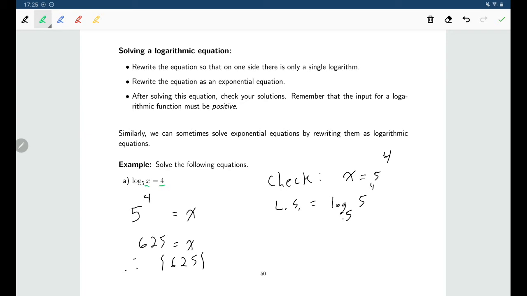And of course, log base 5 of 5 to the power of 4, 5 to what power gives you 5 to the 4? The answer is the power should be 4. And conveniently enough, that is the right side of your equation. So left side and right side are indeed equal. And that's why I felt justified in saying that 625, or 5 to the 4, that is your solution.